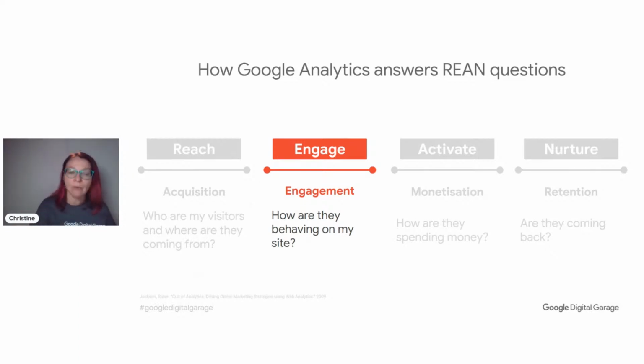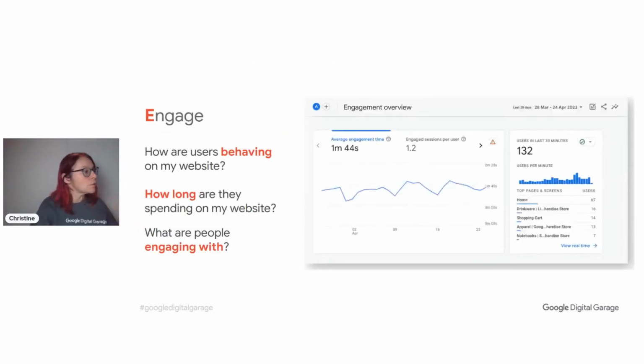With engagement, how are they behaving? Once they've found me online, what do they do? So here we can say, on our engagement overview, we can start to see how long people are staying, our average engagement time. We can see the pages that they're going to, the most viewed pages, how long they're spending lingering on different things. Can see what they're clicking through on, where they're leaving, and where they're joining. Lots of information about the path that they take through our website.